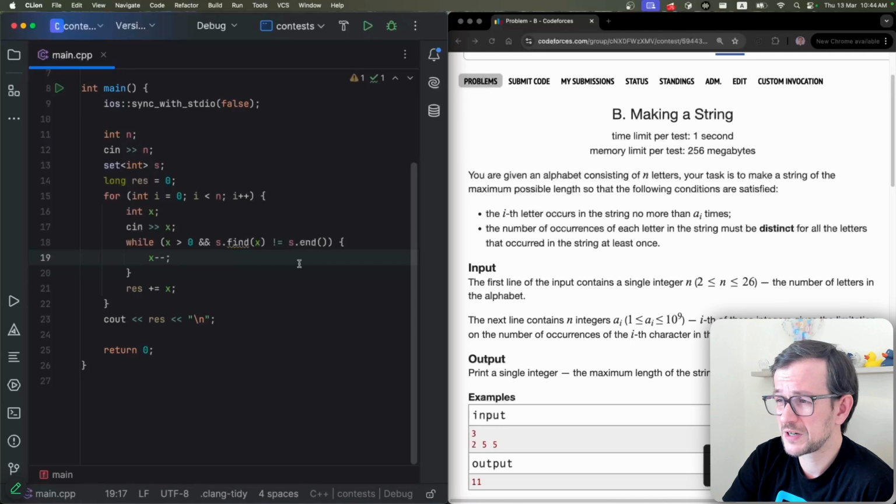You may, for example, just take these numbers, find any pair of equal numbers, and decrease one of them by one.